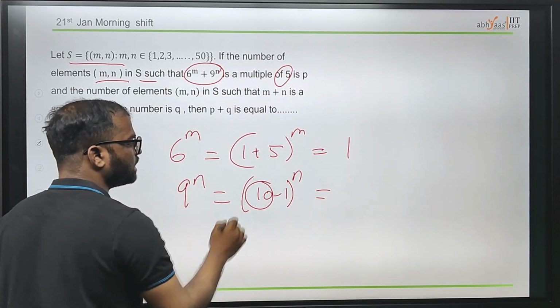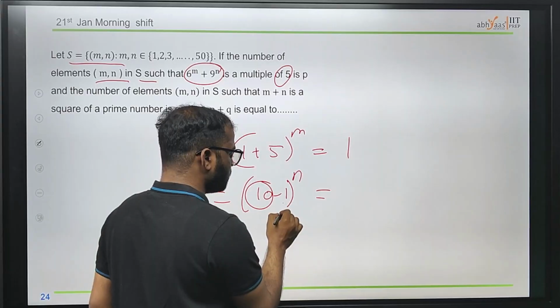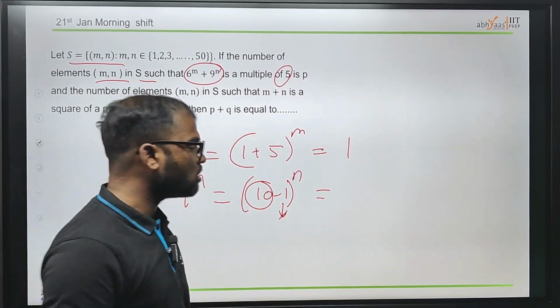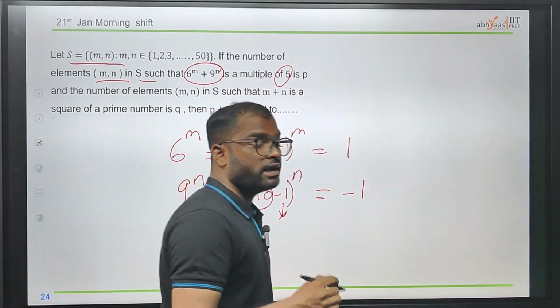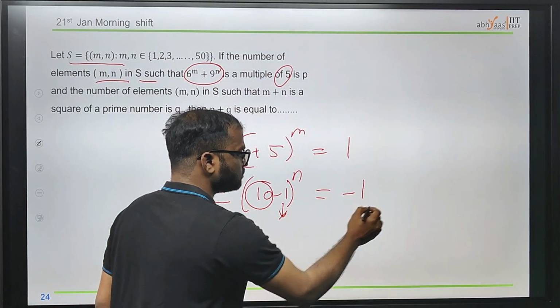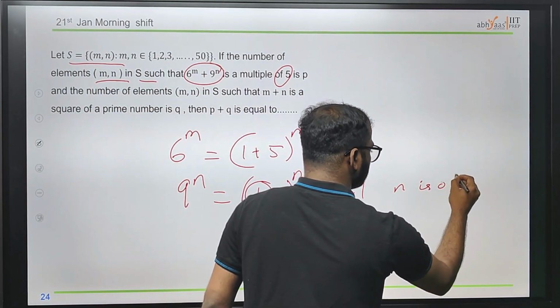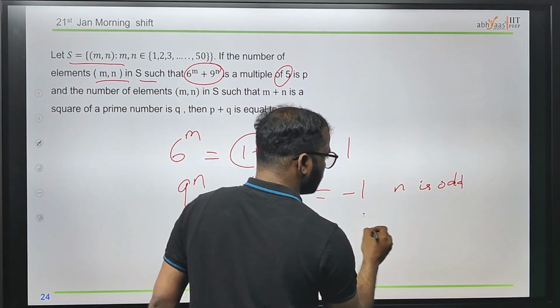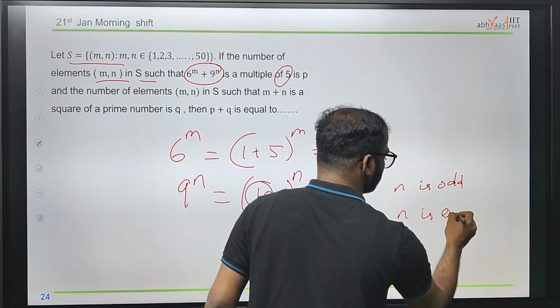The coefficient we will get is 10, but here we will have 1. When n is odd we will get remainder as 1, when n is even we will get remainder as 1 also, and for 1 n will be even.